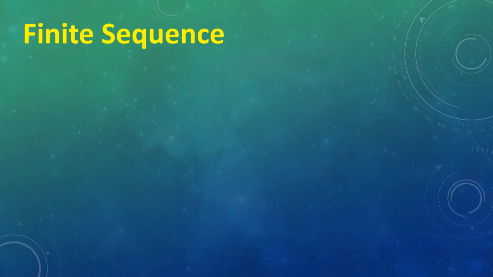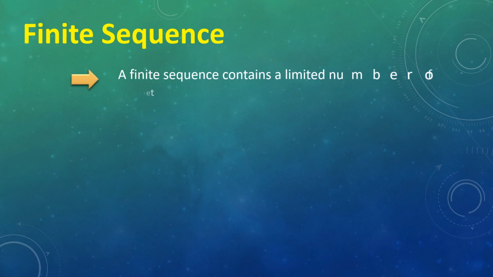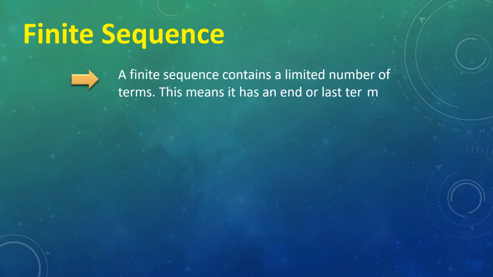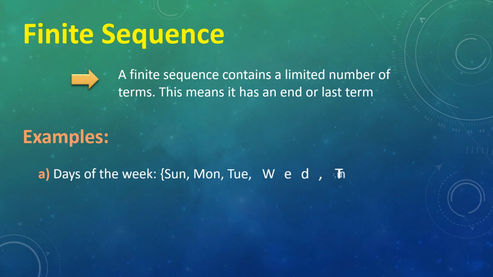What is a finite sequence? A finite sequence contains a limited number of terms. This means it has an end or last term. Examples. Letter A. Days of the week. This is a finite sequence. Why? Because the days of the week contain 7 terms only, from Sunday until Saturday.